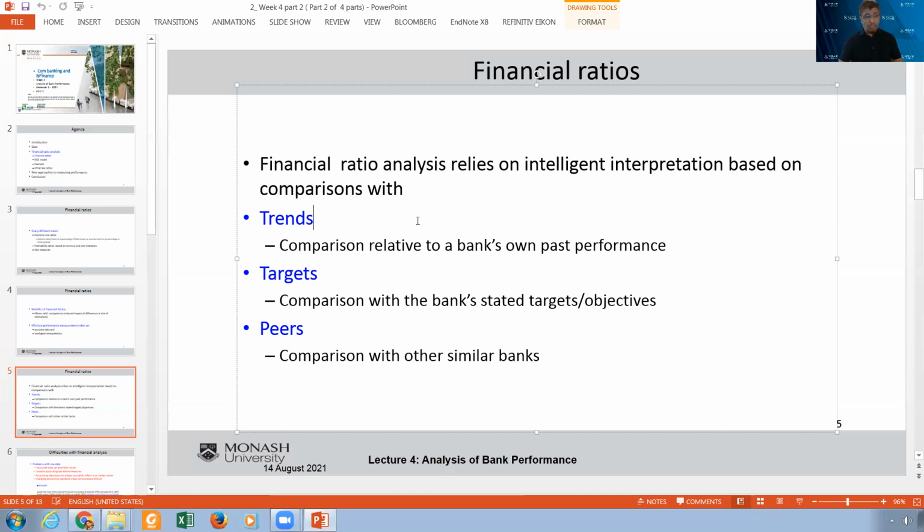And also you have to look at the peers. Okay, banks who are in, or the average banks in my size, are they achieving the same, less? Am I up above the average, below the average of the industry? So this is what we call comparing to the peers.